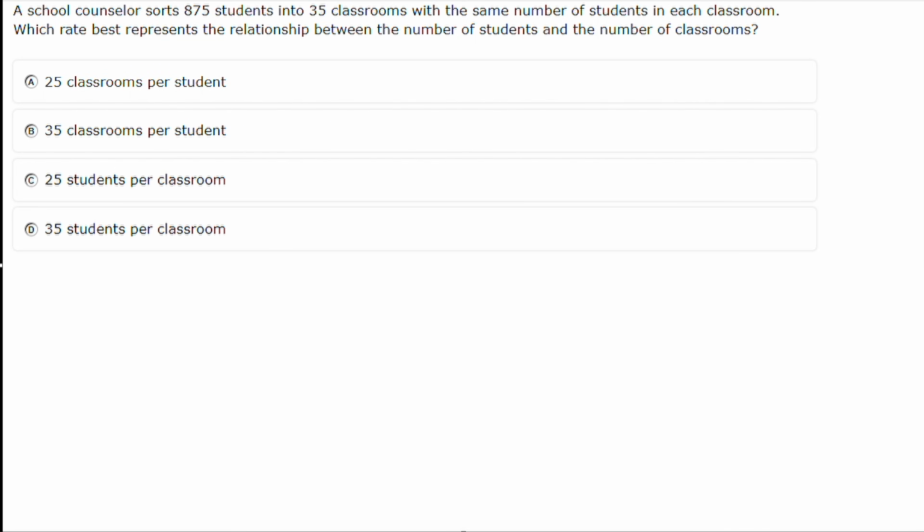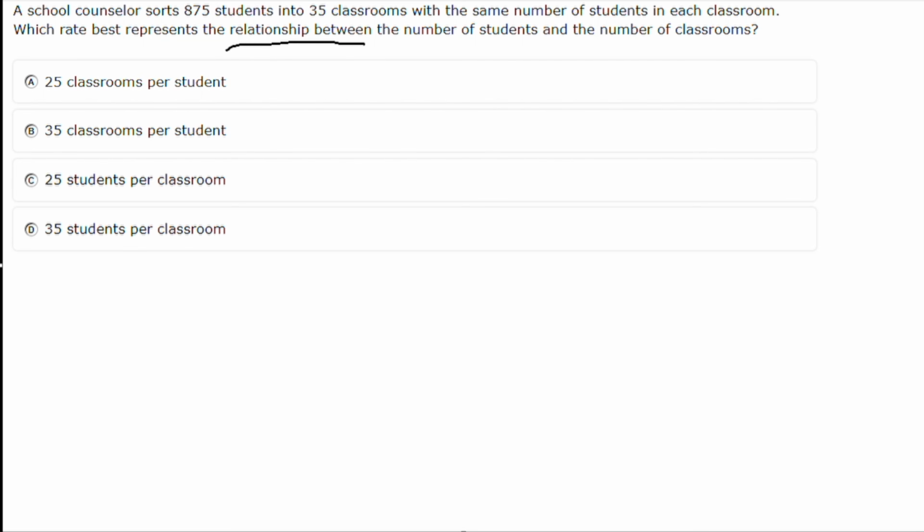Question number 3. A school counselor sorts 875 students into 35 classrooms with the same number of students in each classroom. Which rate best represents the relationship between the number of students and the number of classrooms? All right, so we have a question asking us about a rate. Well, what is a rate? As it says here in the question, it's a relationship between two values. In this case, it's going to be the number of students and the number of classrooms.